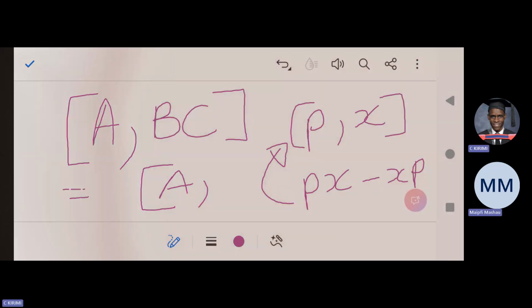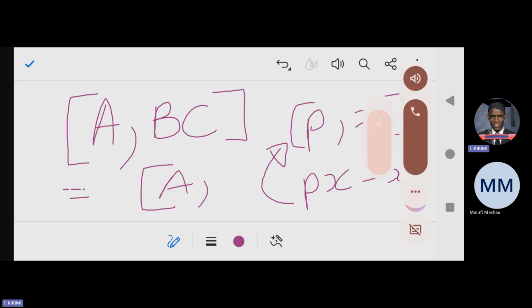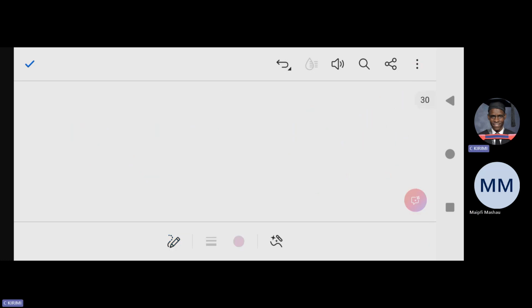I don't know if you knew this. I didn't know about this, but I understand. Yes, that is the commutation.